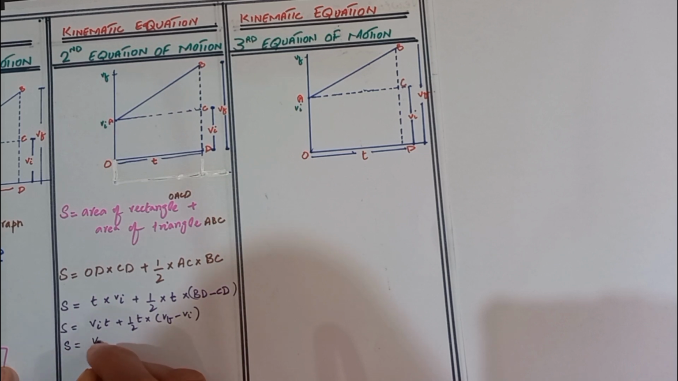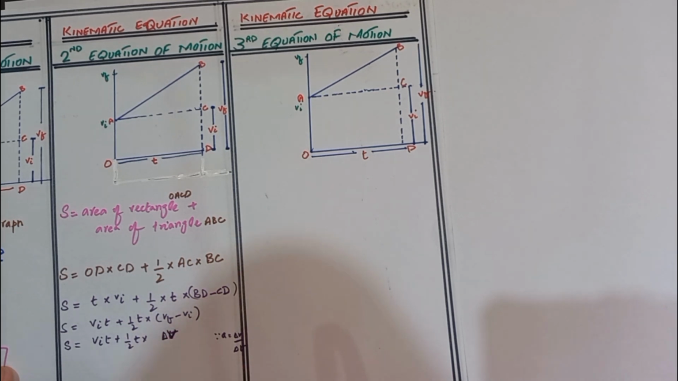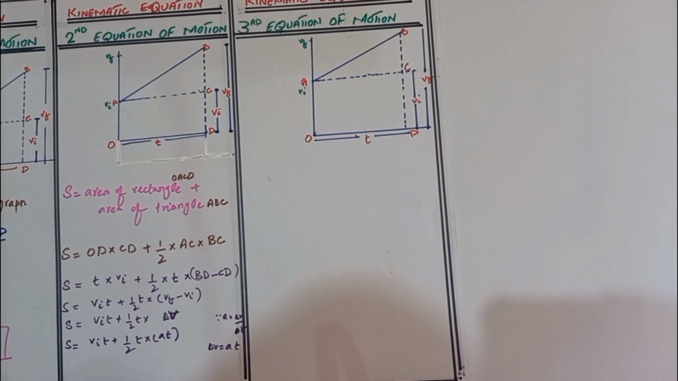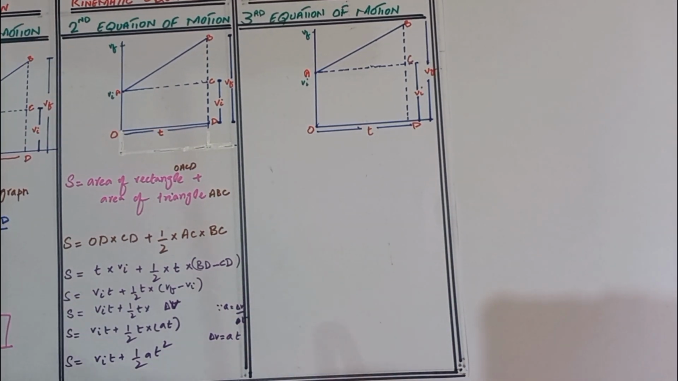So Vi t plus half t, and we know that acceleration is equal to change in velocity over time. So the change in velocity is equal to at. Put it here: Vi t plus half t into at, which is equal to Vi t plus half at squared. That is the second equation of motion.